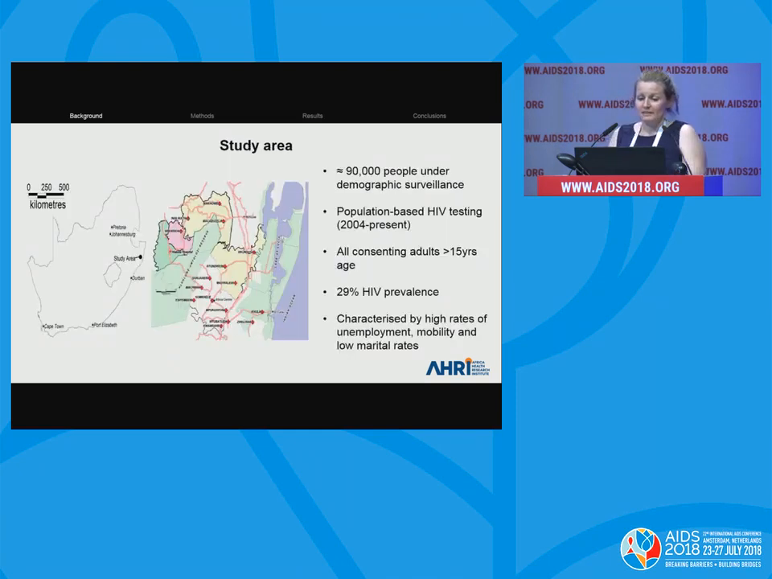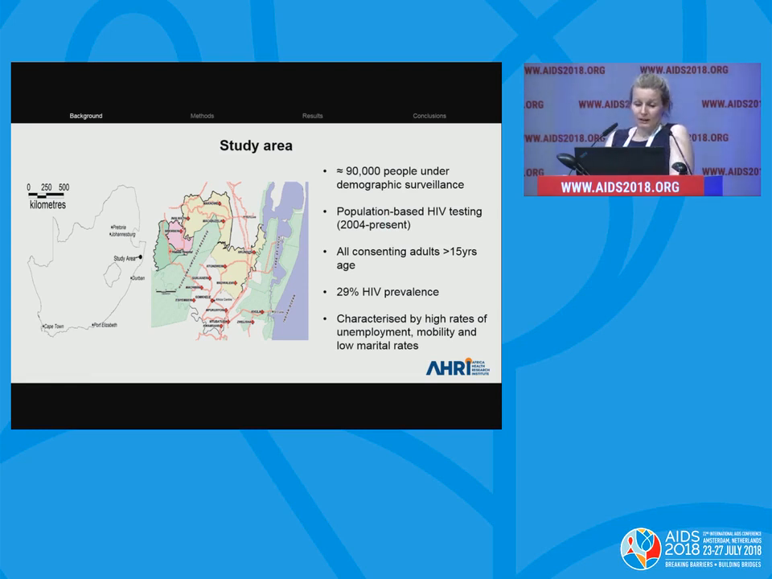So the study area is the Africa Health Research Institute. It's a demographic surveillance site about 3 hours north of Durban in rural KwaZulu-Natal, investigating a population of about 90,000 people. And one of the key things is that this is population-based data. So there's linked HIV testing and sequence data with epidemiological and demographic data. So it really provides a unique and fantastic resource to undertake work like this.